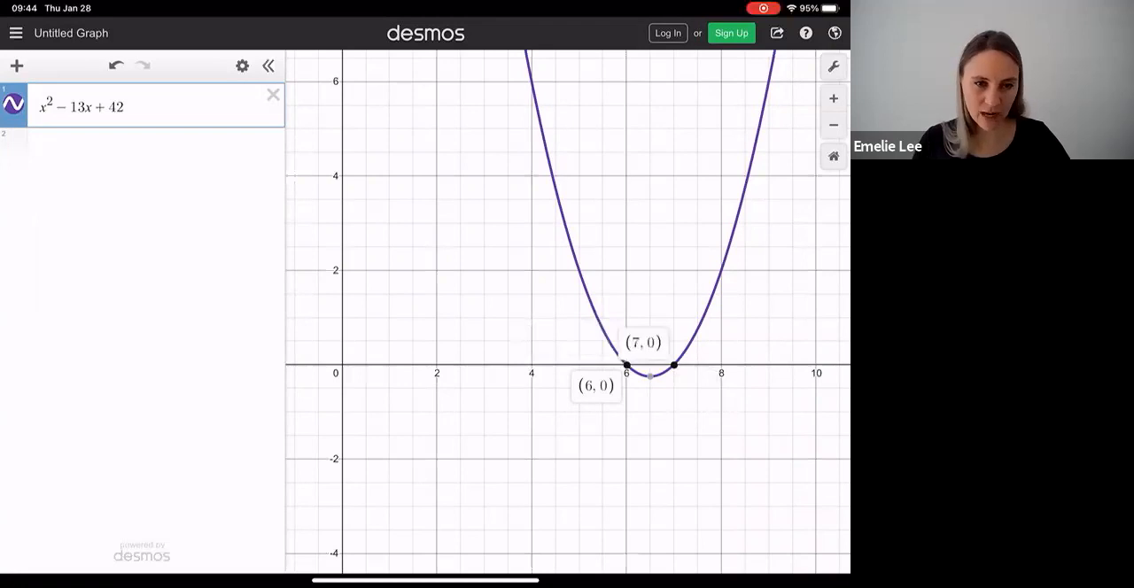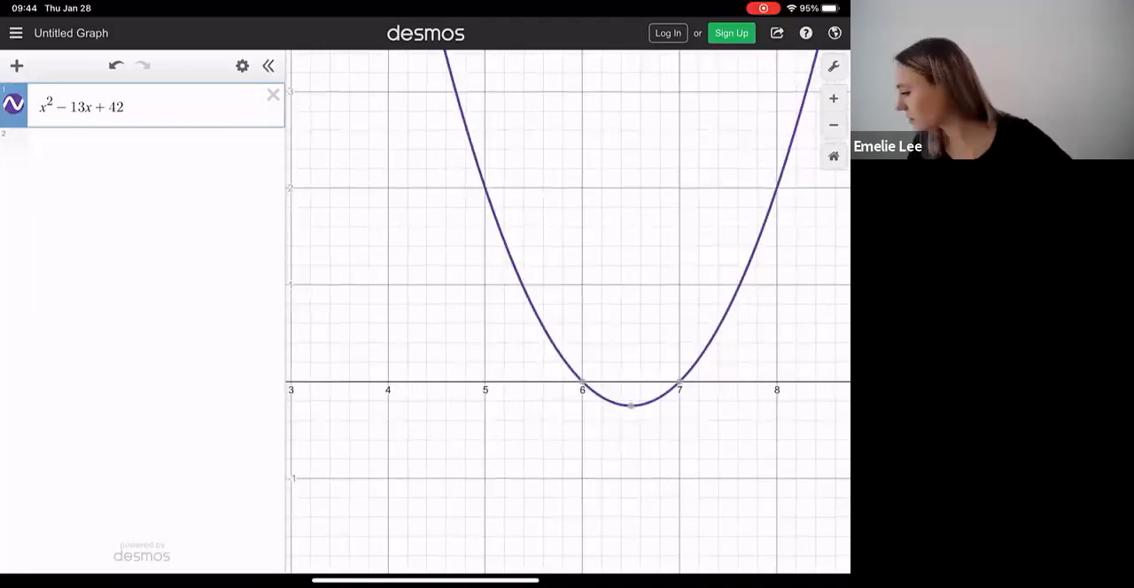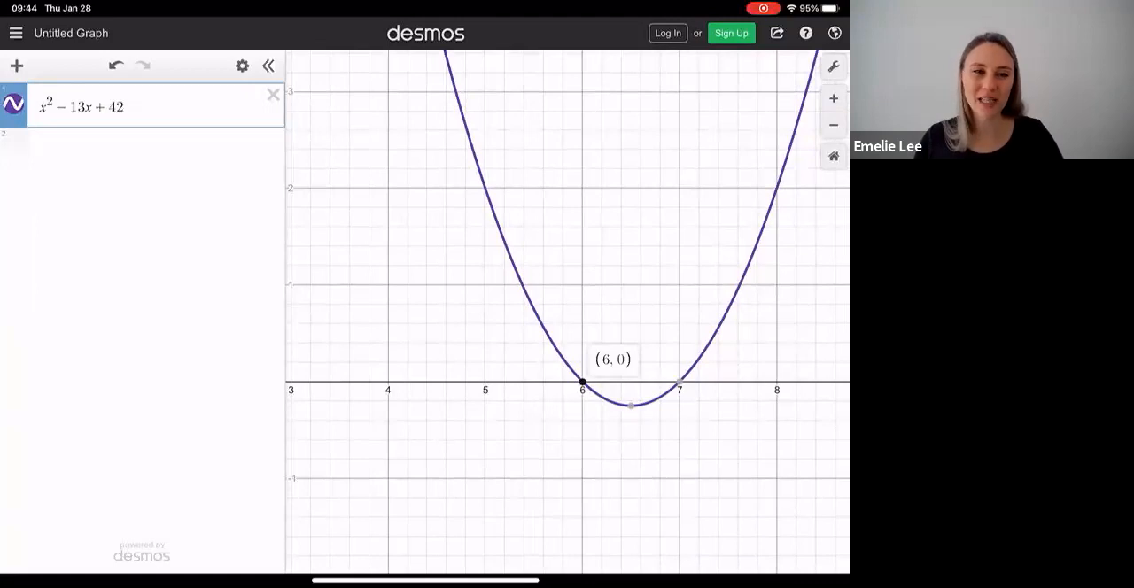Okay. So what we found, right, is that it crosses the x-axis at x equals 6, and then we forced it to be y equals 0, right, because that's why we have that equals 0 value. And then same thing, it crosses the x-axis at 7, 0, so when x is 7, y is 0. Okay.